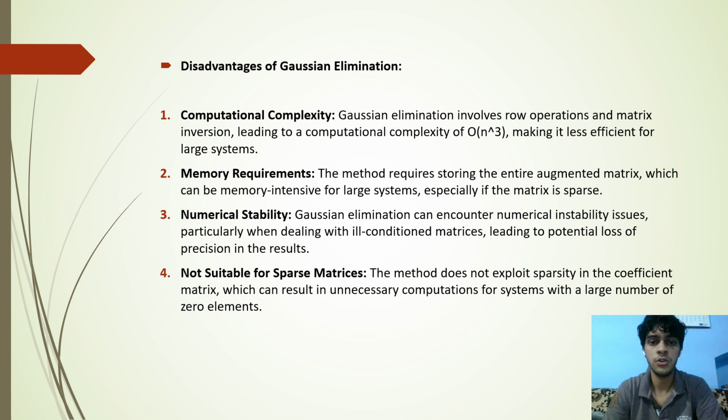Numerical stability. Gaussian elimination can encounter numerical instability issues, particularly when dealing with ill-conditioned matrices. Not suitable for sparse matrices, as stated in the memory requirement point. The method does not exploit sparsity in the coefficient matrix, which can result in unnecessary computation for systems with a large number of zero elements.